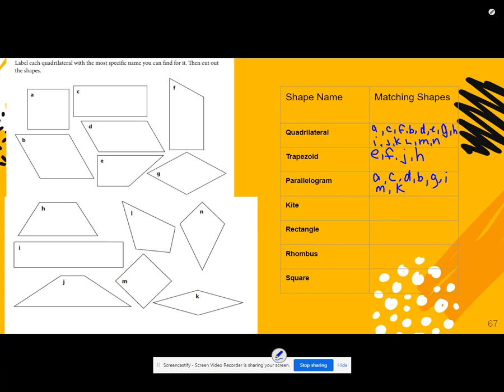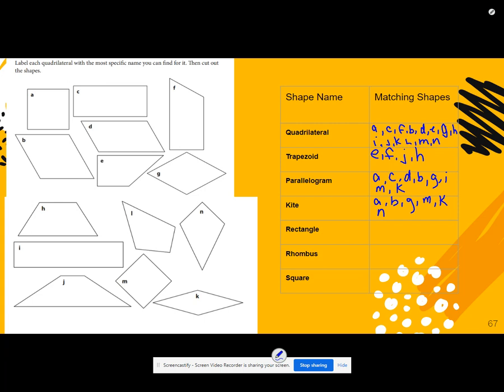All right, which shapes are kites? Remember, adjacent sides are congruent. So sides that touch each other are the same. Pause the video. A, B, G, M, K. Are there any other ones? Oh, N. That one's the obvious kite. That has the same shape of a kite. I think that's about it.